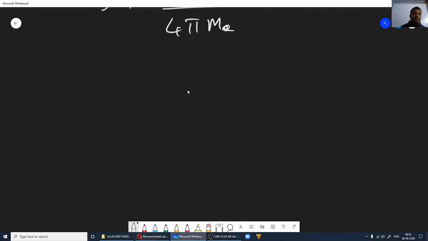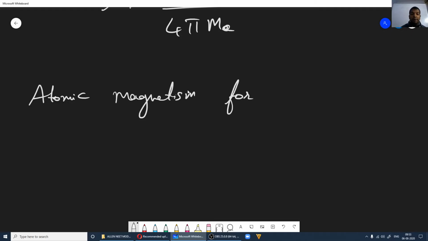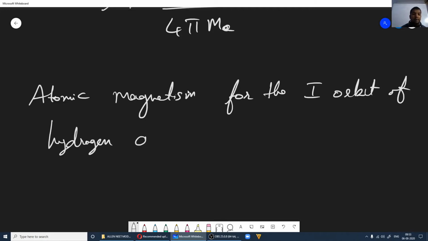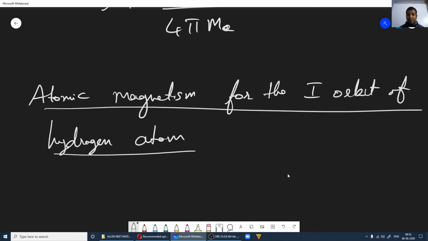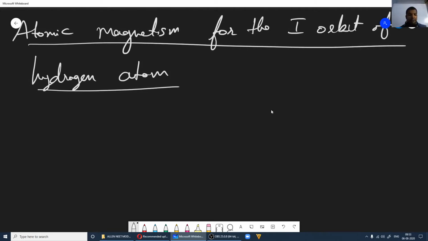Next topic, let us see atomic magnetism for the first orbit of the hydrogen atom. Consider an electron which is revolving in the first orbit of the hydrogen atom. Here let us try to get an idea about the values. We will take approximate values, so the values we are considering here are approximate values.